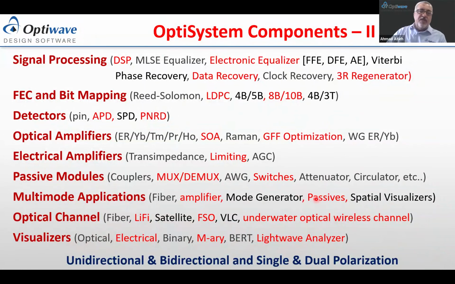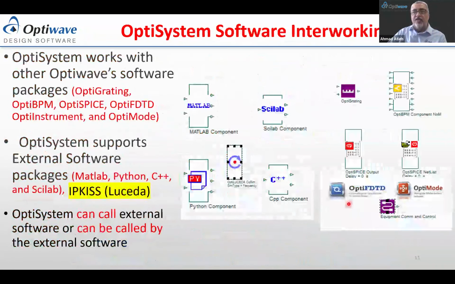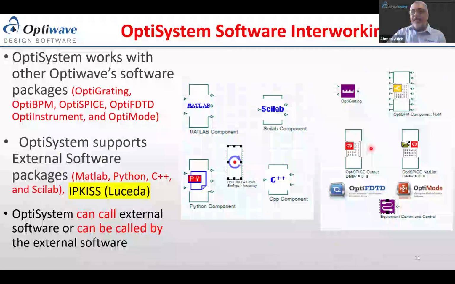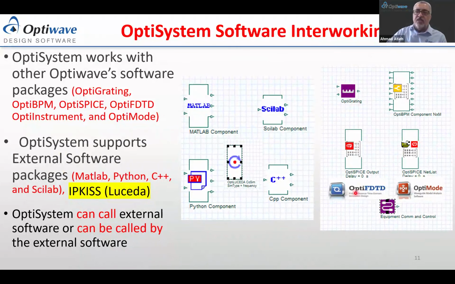These components can work in the unidirectional or bidirectional, so you can do transmission in the east to west or west to east, as well as supporting single polarization and dual polarization. And this slide shows you the interworking between Optiwave software. So OptiSystem can work with OptiGrating, with OptiBPM, OptiSpice, as well as OptiMode and FDTD, and OptiInstrument. So you can generate information or data from this software and launch it into OptiSystem and use it in OptiSystem.